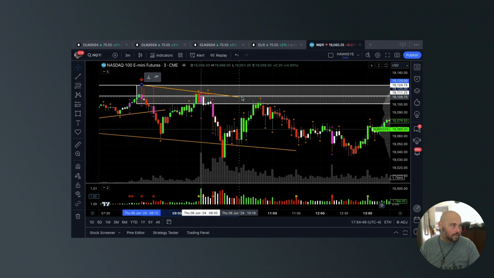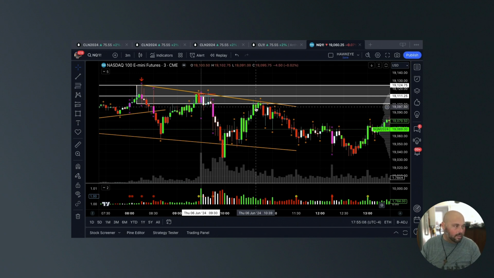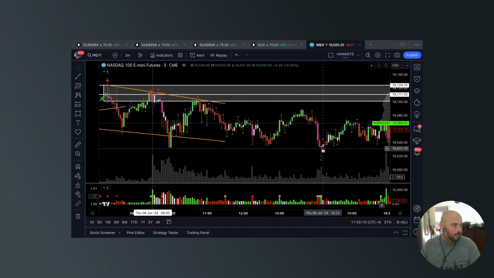Well, what if I just extended this trend line and put it right back to where I had it before? Oh, how convenient. We pushed back into the same resistance or supply zone. We had all buying volume as we pushed in here. We had no follow through. We retested this trend line off the highs, and what happened? The market went on to sell off, right?